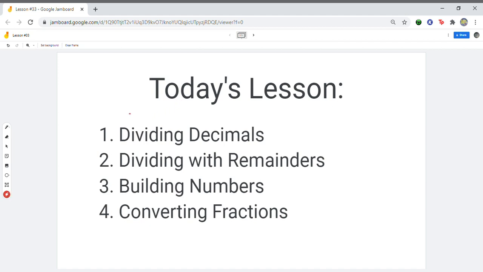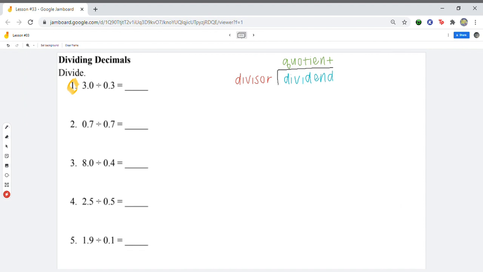Hello, fifth graders. Today we're going to go over how to divide decimals, divide with remainders, build numbers, and how to convert fractions. So for the first section, we're going to go over how to divide decimals, and we're going to be dividing number 1. It says 3.0 divided by 0.3.